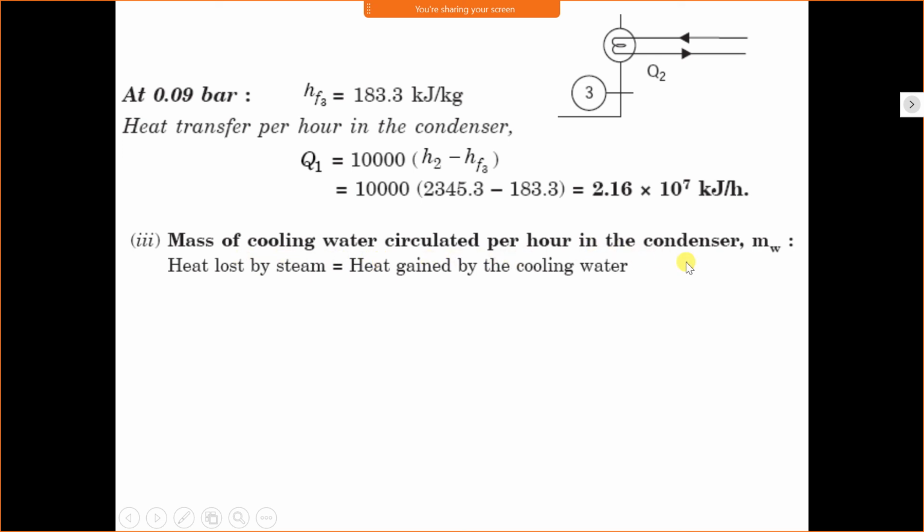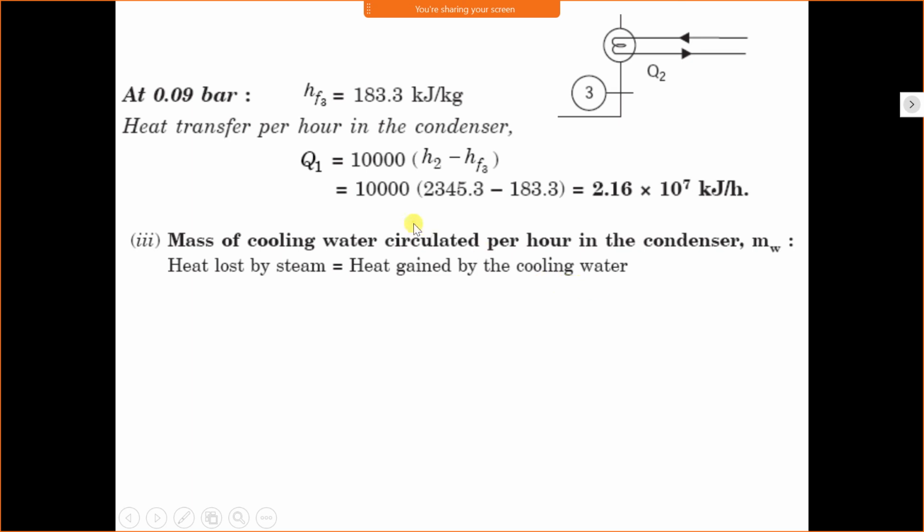Next, mass of cooling water circulated per hour in the condenser. Now, how to calculate? We know that the heat rejected by the condenser is equal to the heat gained by the cooling water. Whatever heat is rejected by the steam in the condenser, the same amount of heat is taken up by the cooling water. Therefore, we have to write a heat balance equation between steam and the cooling water. Here, heat lost by the steam is equal to heat gained by the cooling water.